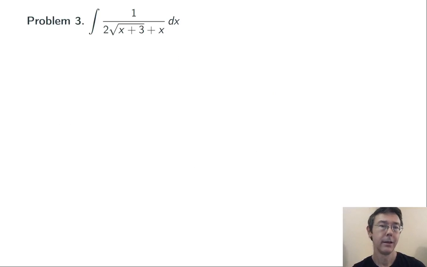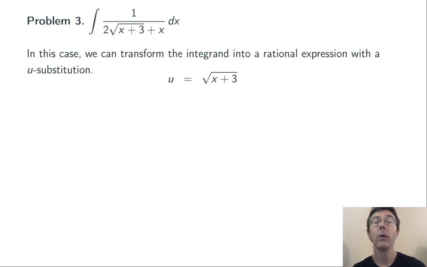Problem 3. The integral of 1 over 2 root x plus 3 plus x. So this looks like a different problem at first glance. It's got radicals. It's not a rational expression. However, the u substitution, u equals square root of x plus 3, will transform it into a rational expression. How do I know to do this u substitution? Well, I'm really just following my nose. I don't know what else I could try other than this. So I'm going to try it, see where it takes me, and then hope that I get to a place where I have an integral that I know how to handle.